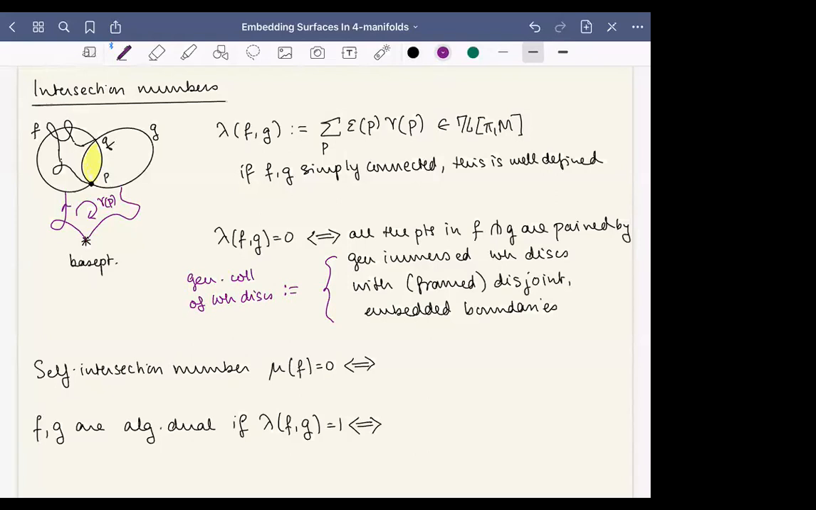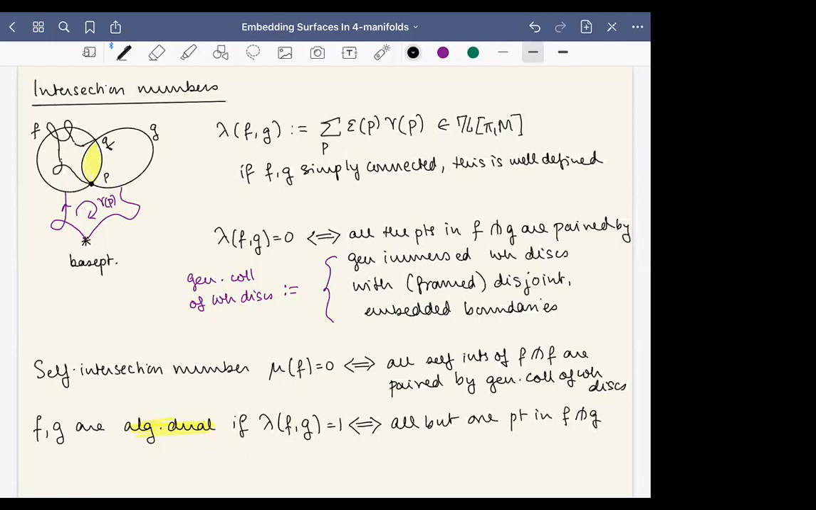Okay. There's something called a self-intersection number. I'm only going to give you the geometric interpretation of that. For an immersed disk or sphere F, mu of F is zero, the self-intersection number, if all the self-intersections are paired by a generic collection of Whitney disks. And then lastly, I use this term algebraically dual. Algebraically dual, by definition, is when lambda of F and G equals one, which means that all but one intersection point are paired by a generic collection of Whitney disks.